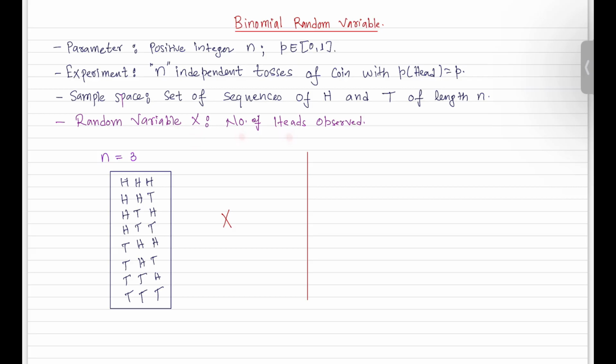X is the number of heads observed. So let's suppose we carry out the experiment and we toss the coin for the first time, we get a head. Again we toss the coin a second time, we get a head, and again a third time, we get a head. So we have done our trial 3 times and got this outcome. This goes as input to the random variable, which maps it to the number of heads observed. How many heads have we observed? 3 heads. So random variable X will map this to 3.